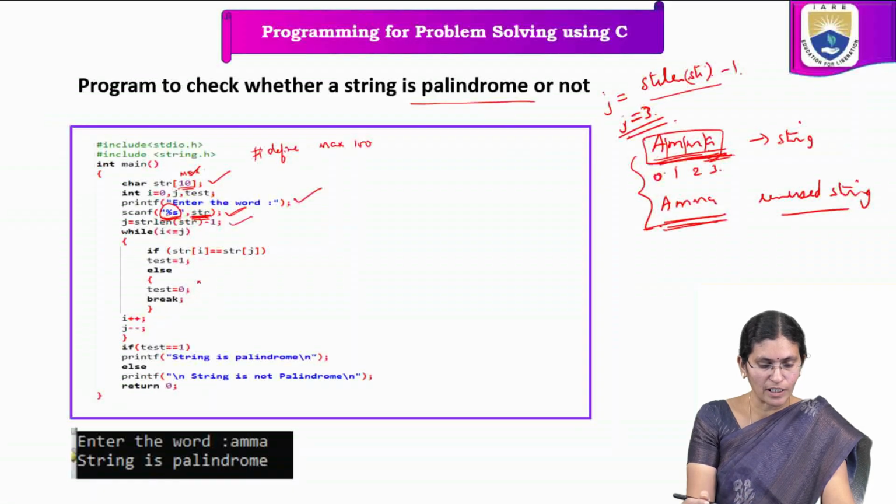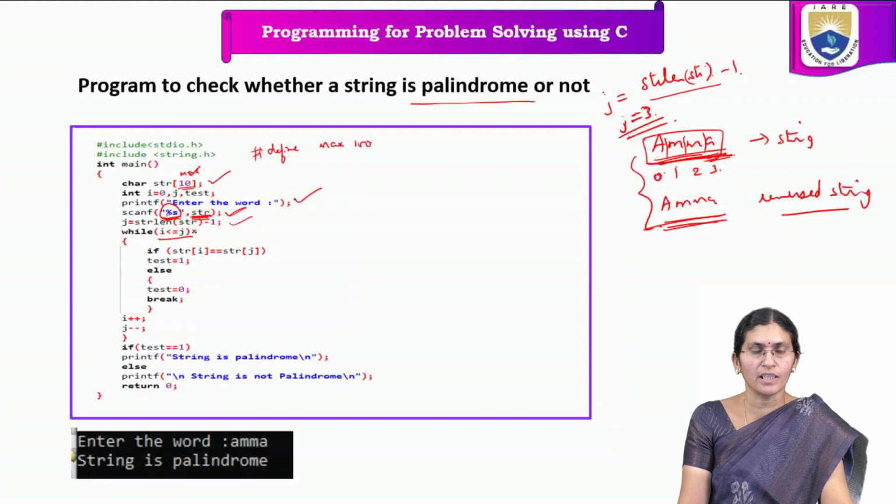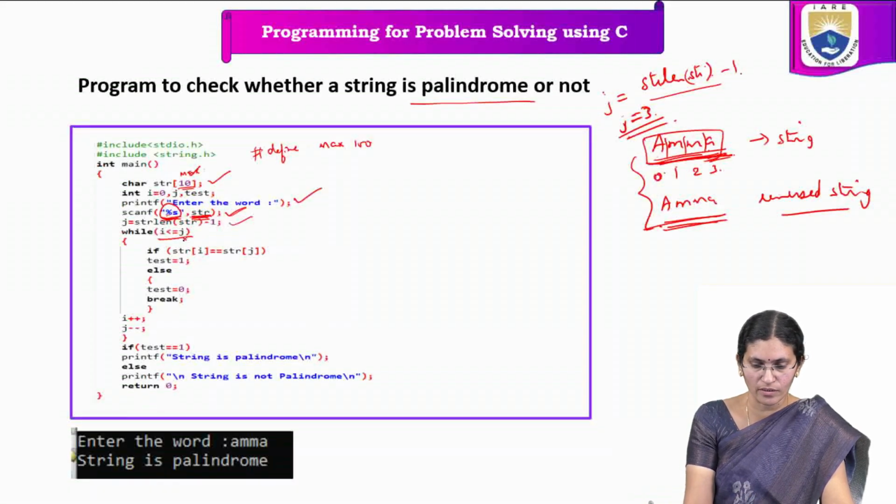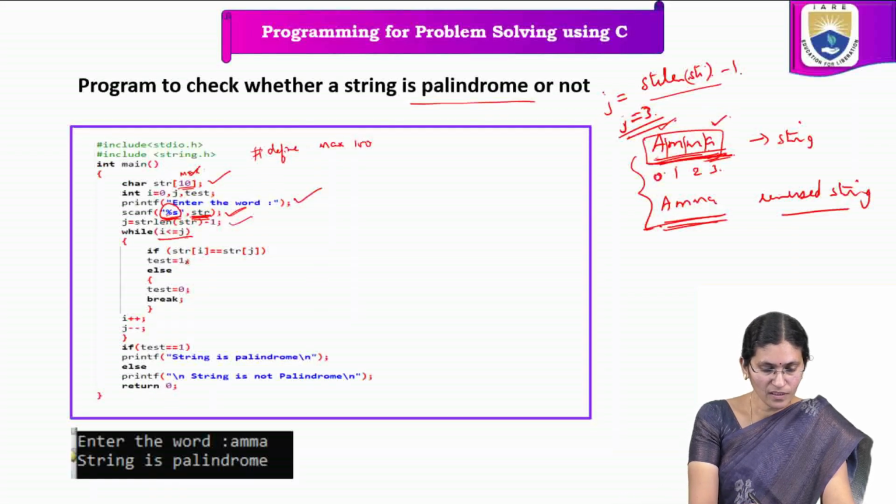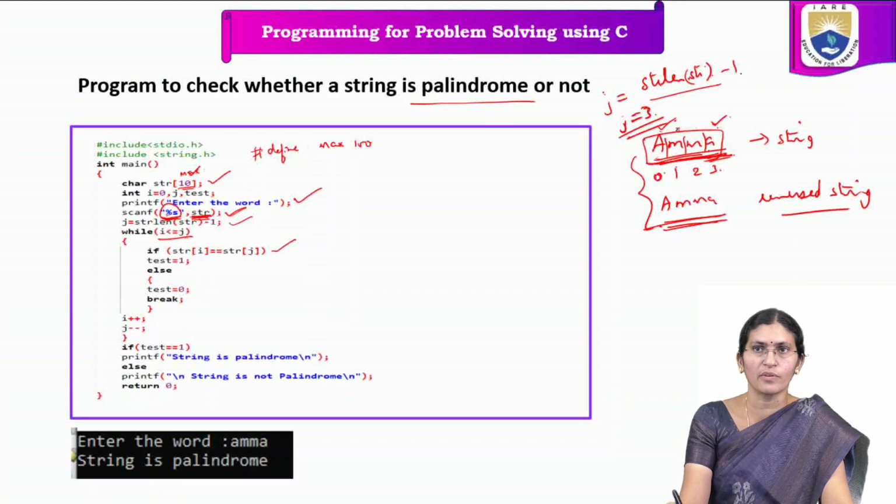Next we are using a while loop here. In the while loop we have put the condition i less than or equal to j. Now we'll access the characters of this string by using the two variables i and j. The i variable is used to access the first character, and the j variable is used to access the last character. We are comparing these two values: str of i and str of j.